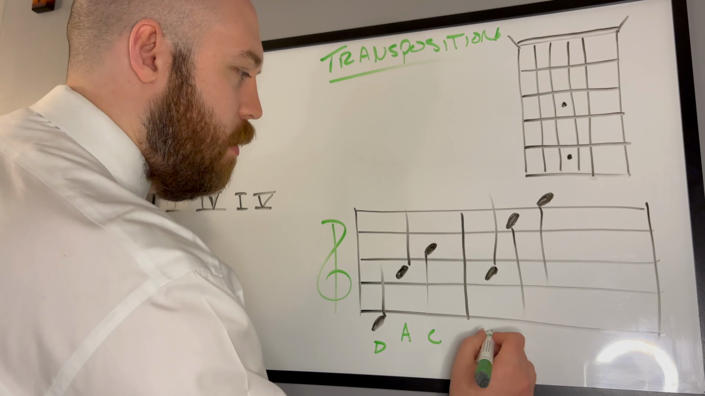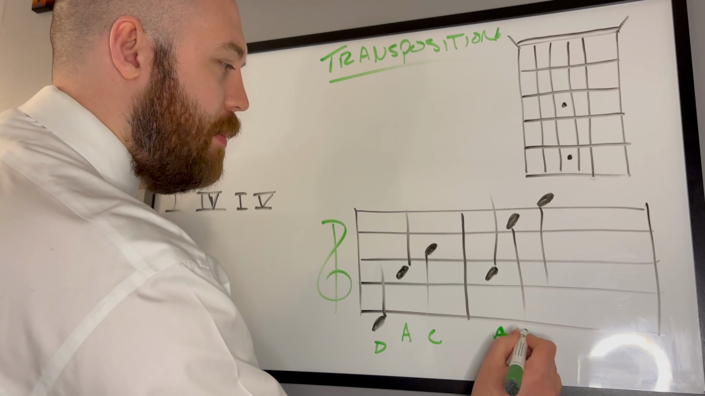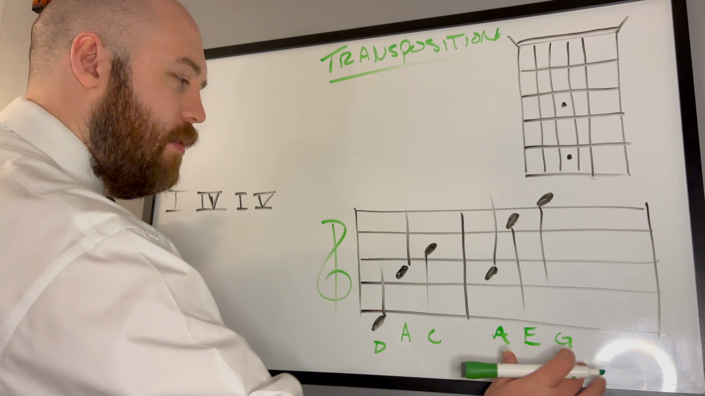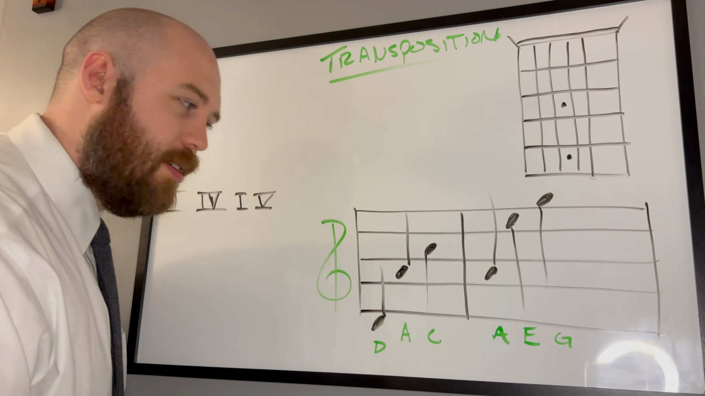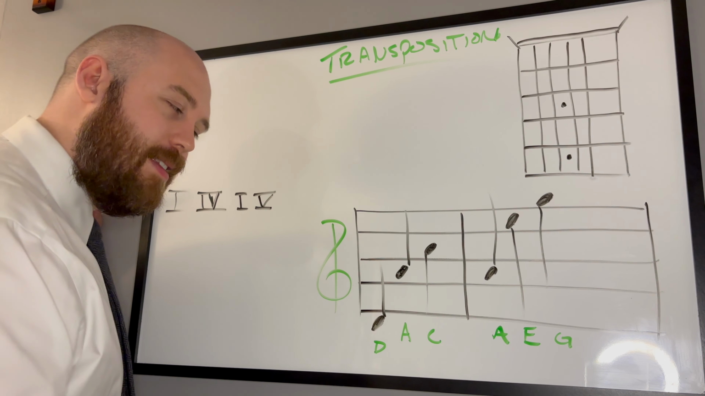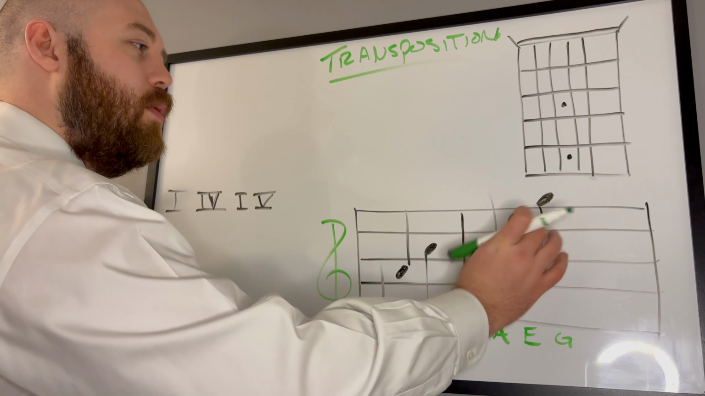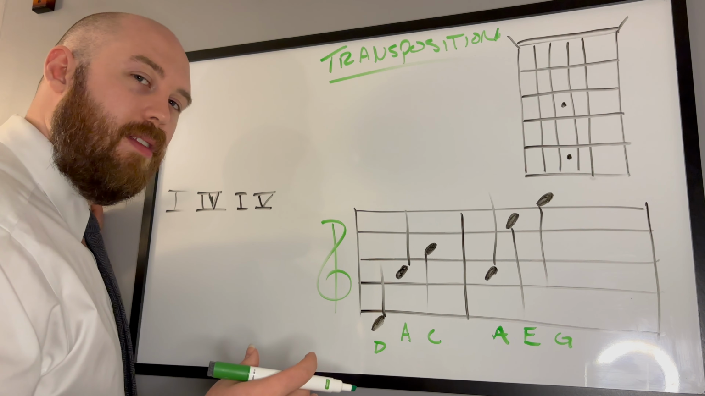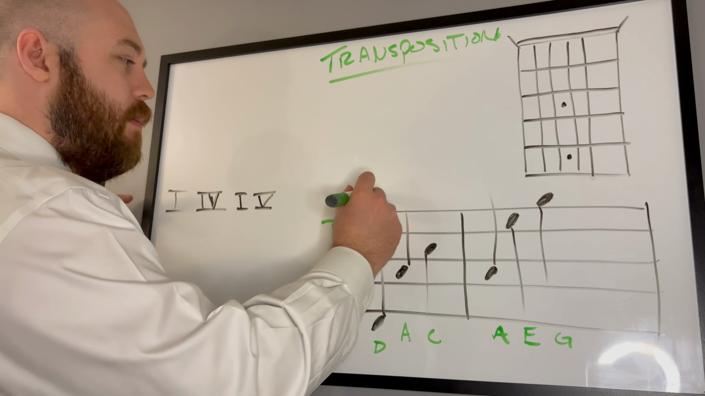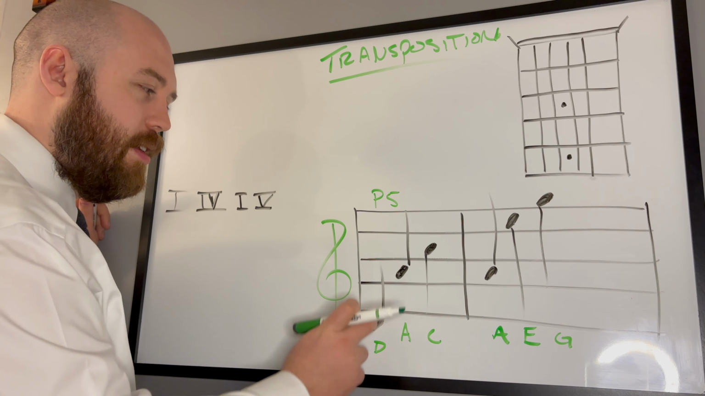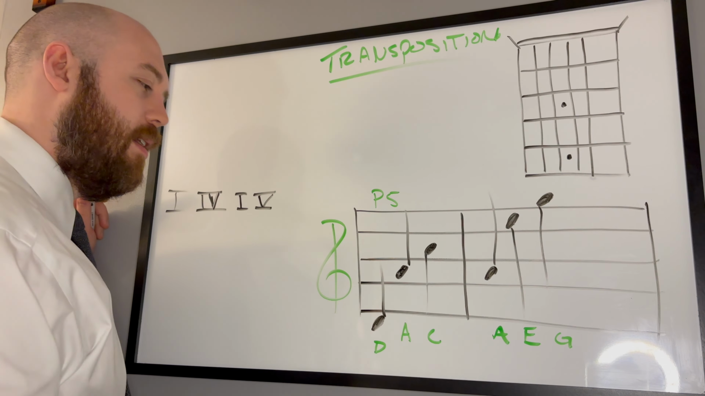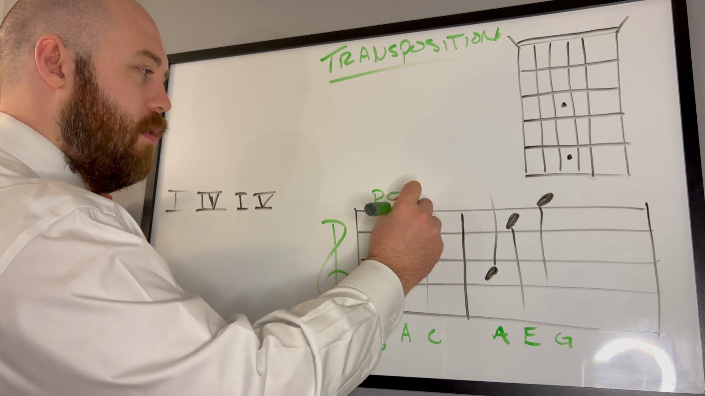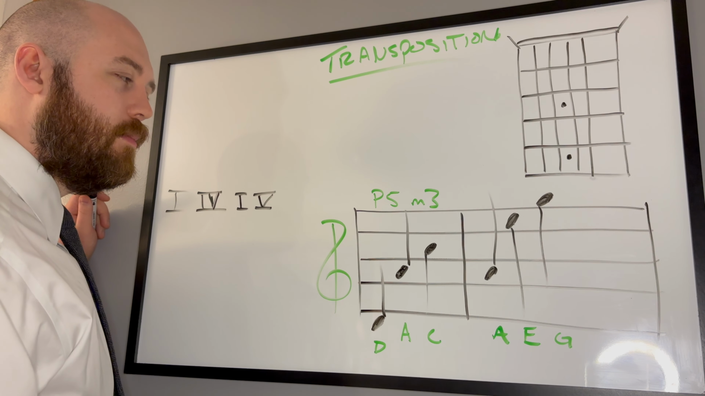What do we have over here? We have an A, then it jumps up to an E, and then it goes up to a G. Now these notes, they're not the same notes, so what's the similarity? Well, let's take a look at the relationship between all of these notes, right? From D to A. What is that interval? Perfect fifth. That's a jump of a fifth from D to A. Now A to C, what is that interval? Minor third.